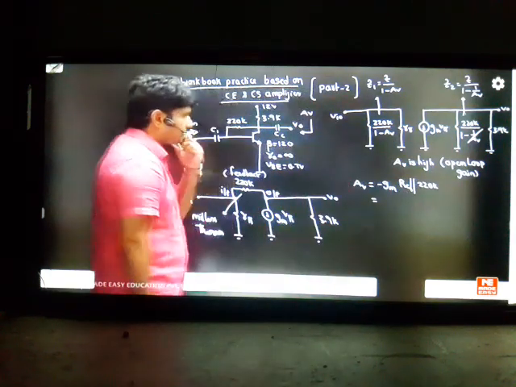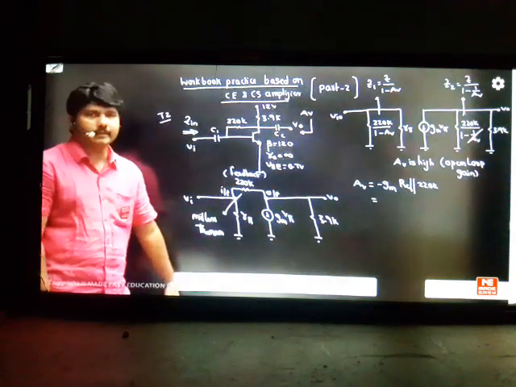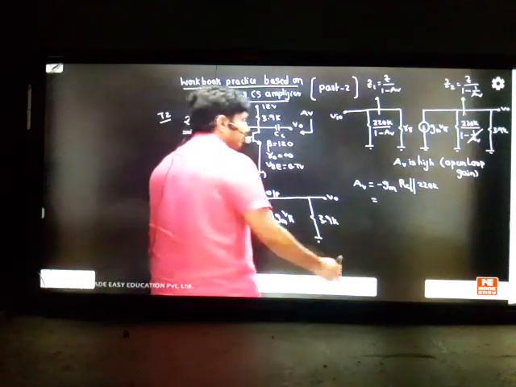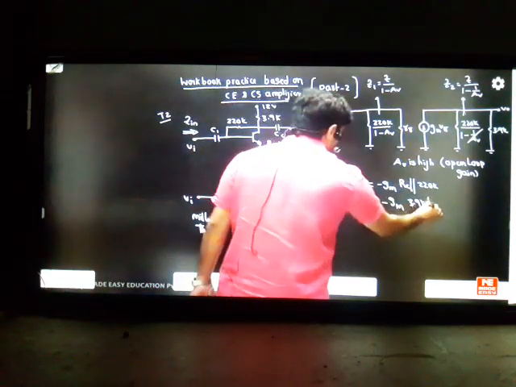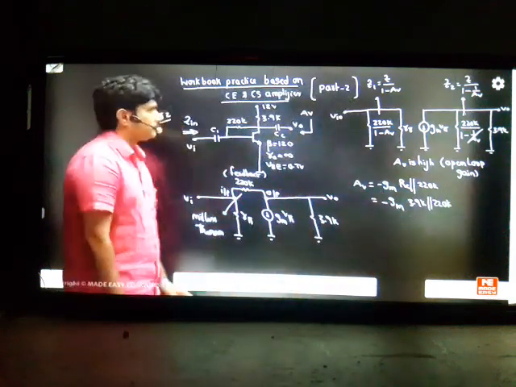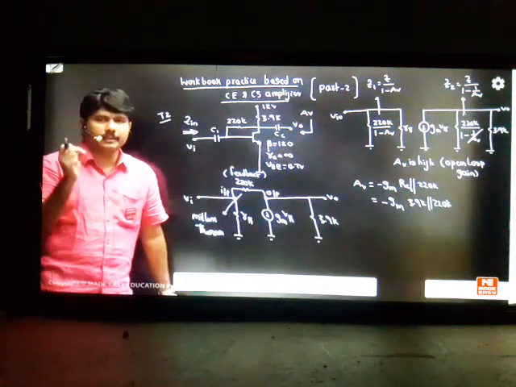Just apply the bypass gain. It's a bypass amplifier, so minus Gm into RC parallel to 220K will come. So 220K with RC: minus Gm into 3.9K parallel to 220K. So your gain answer is completed. We can solve the gain like this. But the problem here is that we have to find Gm.